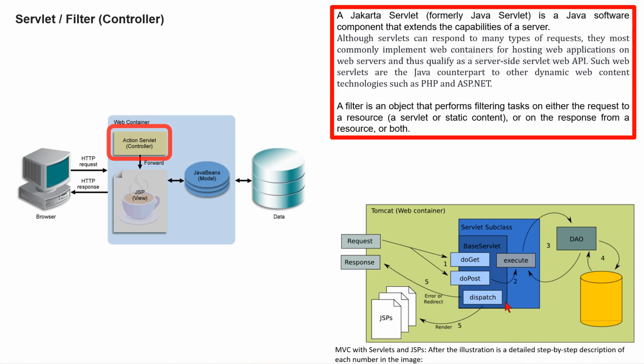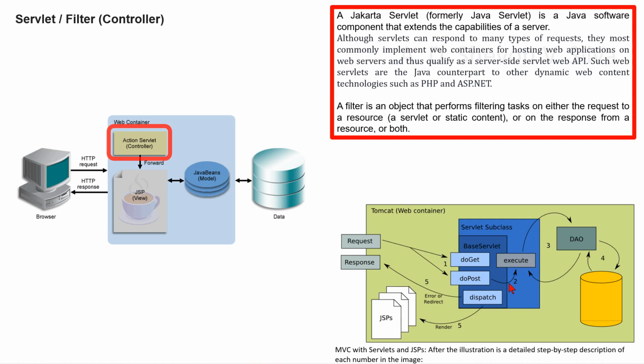The following is the illustration that shows how request and response flow is handled in a sample project. After the illustration, we are going to give a description of each number in the image. One, Tomcat receives the request and passes it to the base servlet. That is an abstract servlet class that all servlets should extend to get the basic request response functionality.